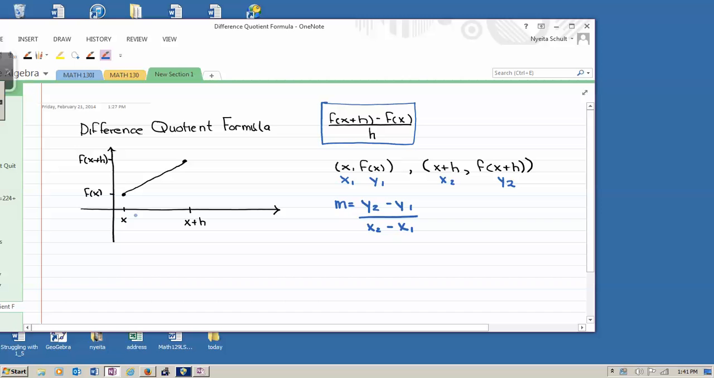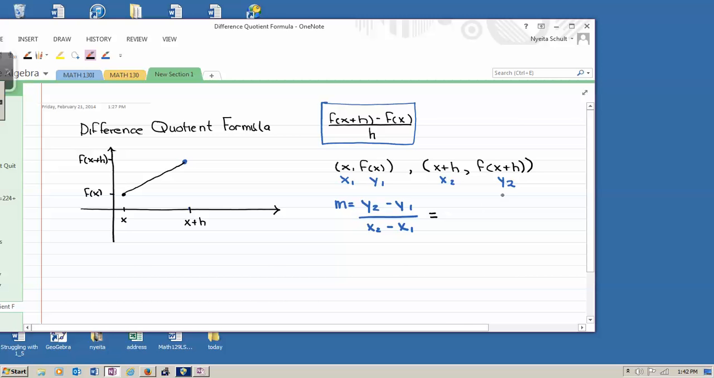If I slide over h units, however far that may be, our next point is x plus h. The corresponding y point is f of x plus h. And that generates another point, x plus h, comma, f of x plus h, which is just a really fancy way of saying x sub 1, y sub 1, and x sub 2, y sub 2. Now using our slope formula, we can go ahead and plug those values in using the fancier notation.